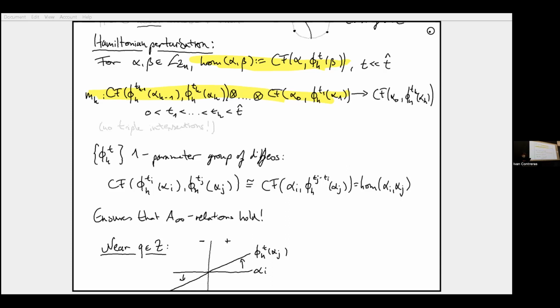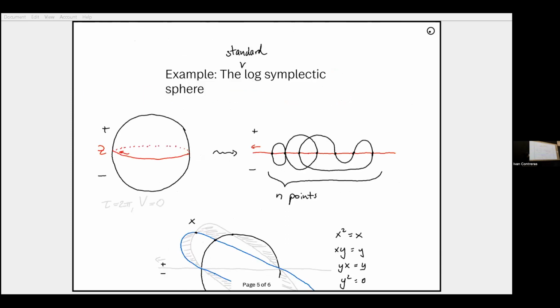And now, of course, I had this entire example with the sphere, but 25 minutes are really short. So ask me about it in the break if you're interested.